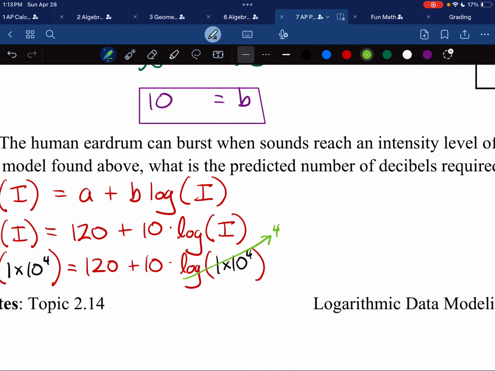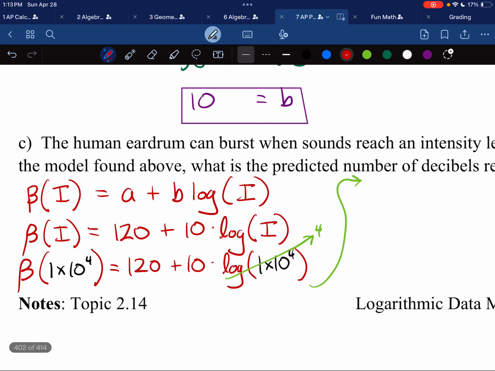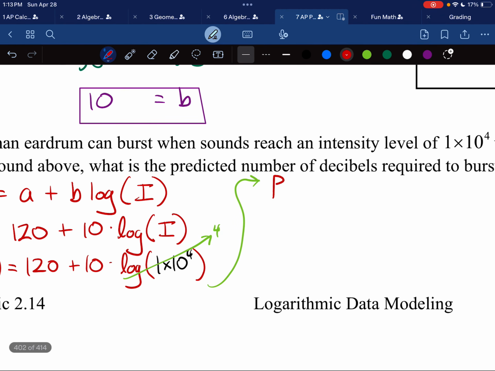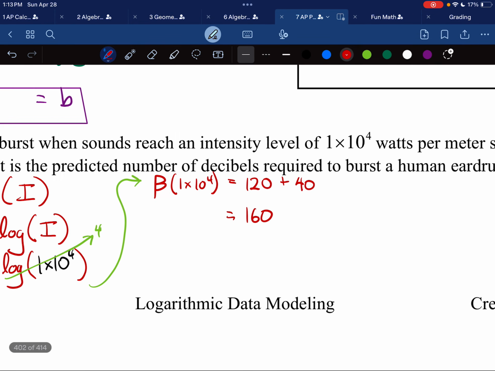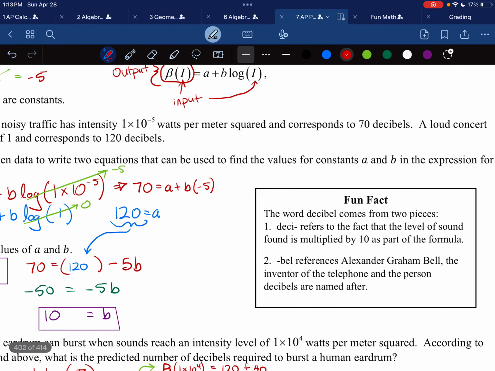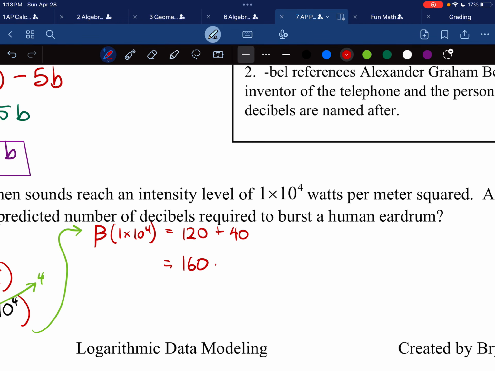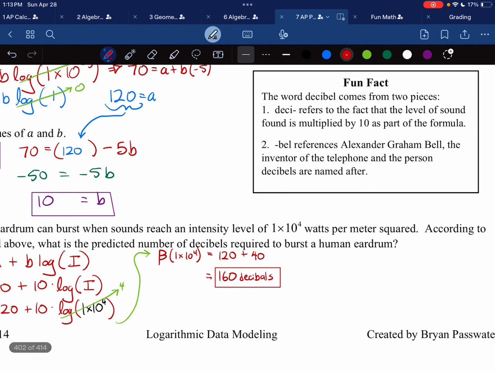That entire thing is a 4, which means my equation now is beta of 1 times 10 to the power of 4 is equal to 120 plus, this is going to be 10 times 4, which is 40. So this is equal to 160. So 160 decibels. Interesting. Okay, so we solved that.